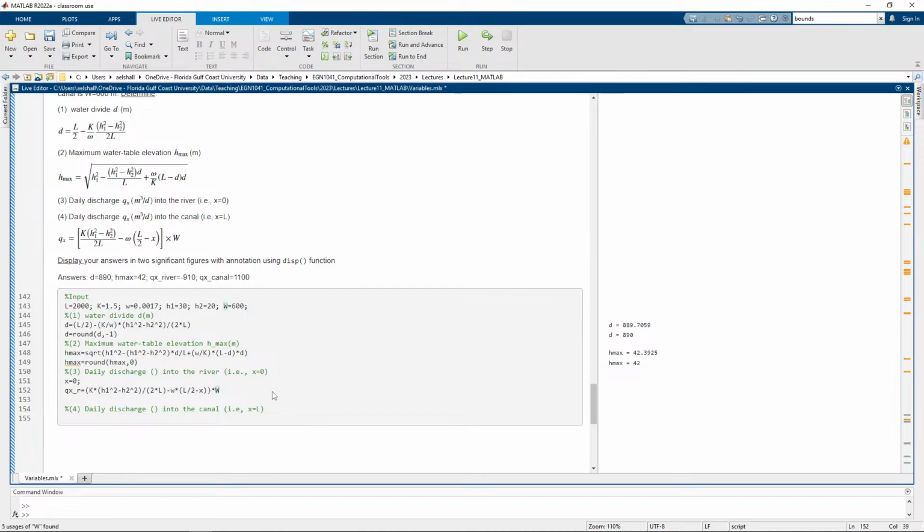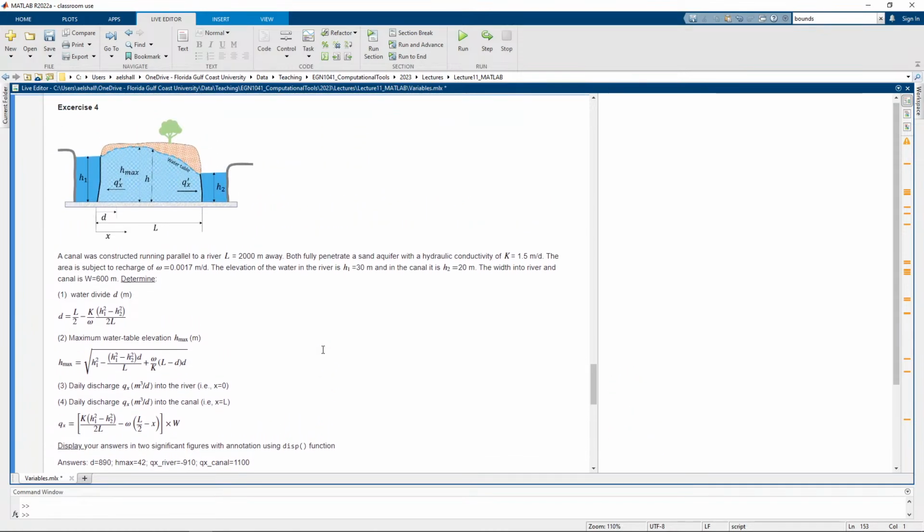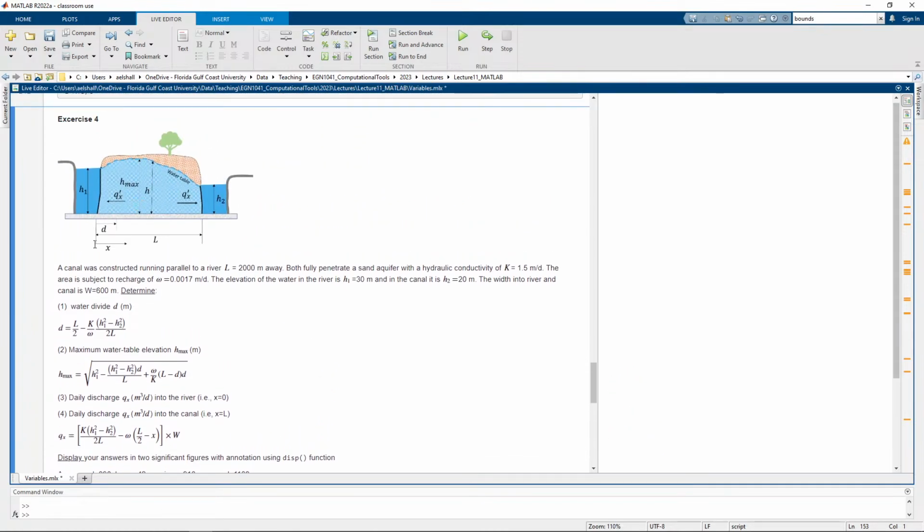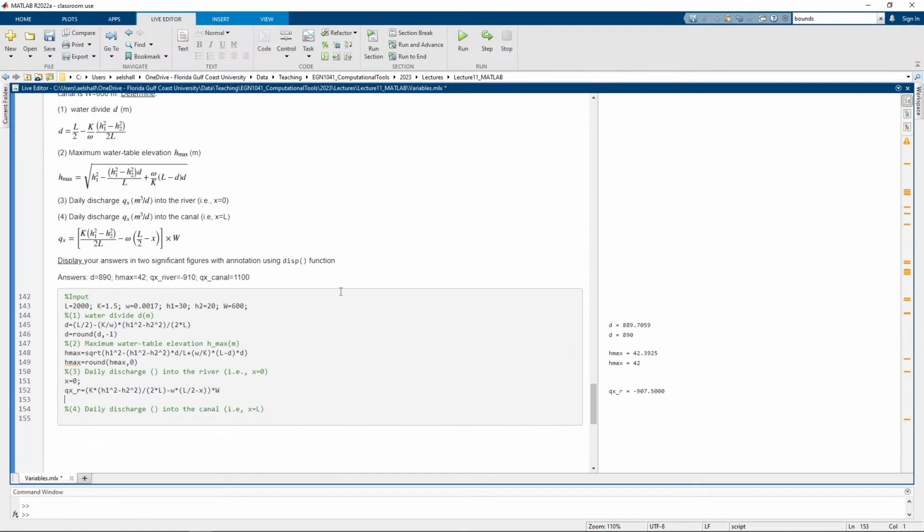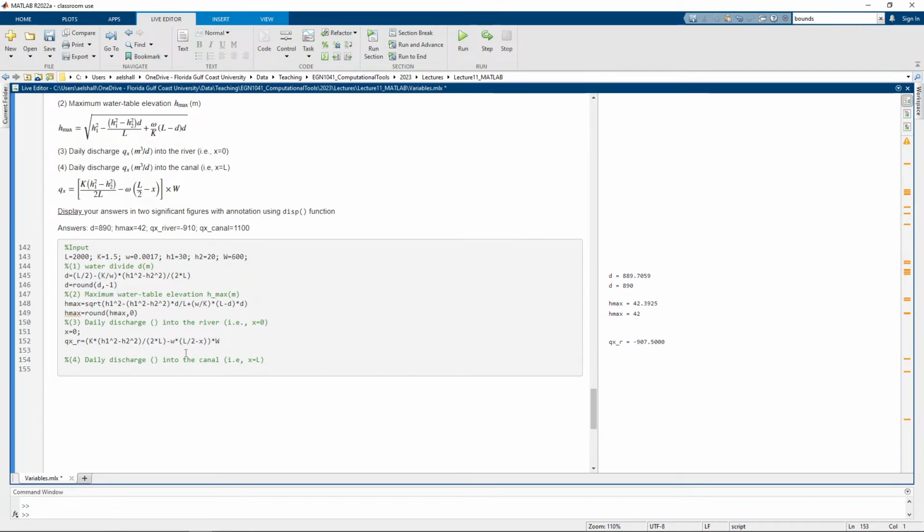let's run this one. So I got something like this. Why am I getting a negative sign? Because the discharge here, this is my positive X. The discharge is in the counter direction of what I defined as positive. So basically the negative sign means that the discharge is in this direction, not in this direction of X. That's why I'm getting the negative sign.